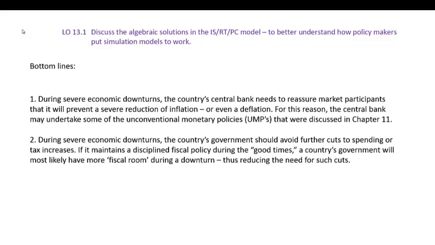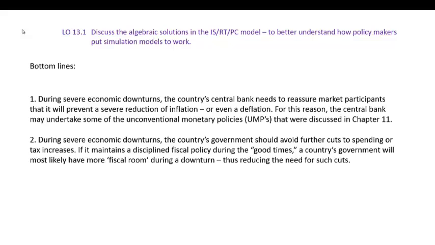In those attempts to maintain the inflation target and to communicate with market participants, the central bank may undertake some of the unconventional monetary policies, such as those undertaken by central banks in advanced economies in recent years that we discussed in Chapter 11. Second, during severe economic downturns, the government should avoid further cuts to spending or tax increases.